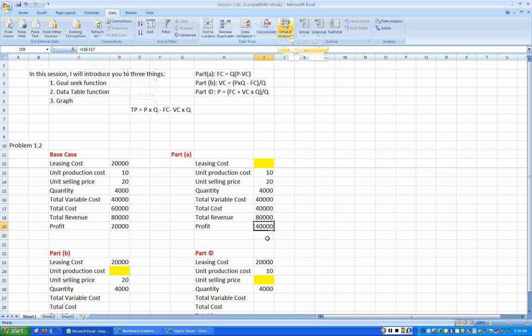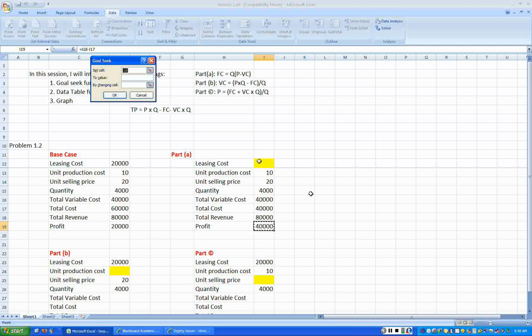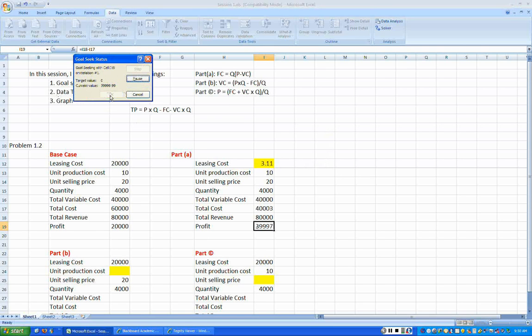Okay, now I'm looking at how much this can be before it becomes not profitable at all. So my goal is to change this to get a value of 0 there. The set cell is the target cell, and I set that value to 0 by manipulating this cell, which is the leasing cost. When you click on OK, you get that.